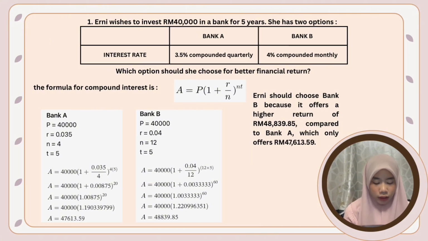After calculating, the amount for Bank B becomes 48,839 ringgit and 85 cents. So, when we compare both results, Bank B clearly gives more profit. Therefore, Ernie should choose Bank B because it provides a higher return and the interest is compounded more frequently, which helps her money grow faster.